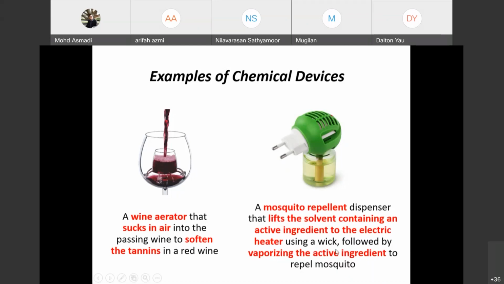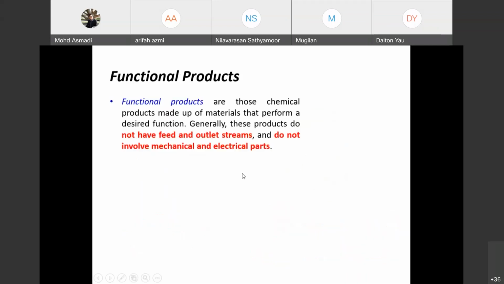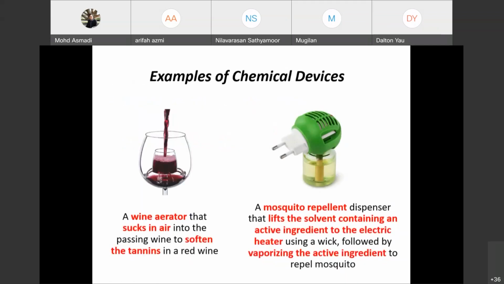Okay. So another example is like a hemodialysis device. Okay, we want to remove the contaminants, unwanted metabolites from the blood. That is another example of the chemical devices. That is a chemical device.